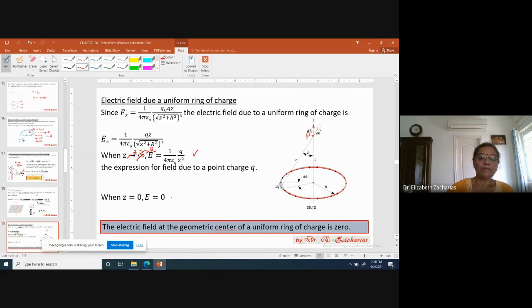Okay. And what happens when z equals 0? Look at this equation, and in this you put z equal to 0. z equal to 0 means you are at the center of the ring. What is the field there?